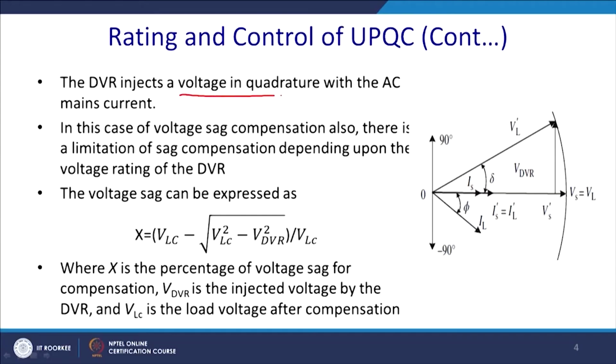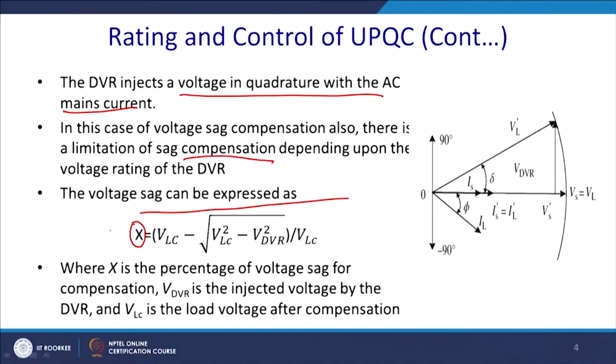Let us see how the DVR works. The DVR injects voltage in quadrature with the AC mains line. In this case, the voltage sag is compensatable, but there is also a limitation of the sag compensation depending upon the voltage rating of the DVR. Of course, these are the switches, and switches have a voltage rating capability.